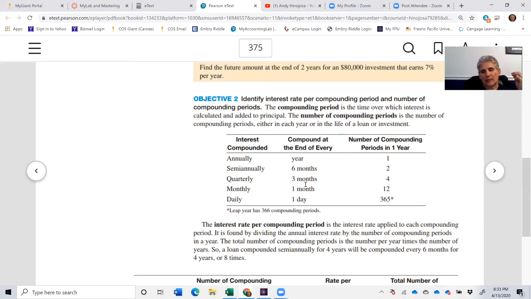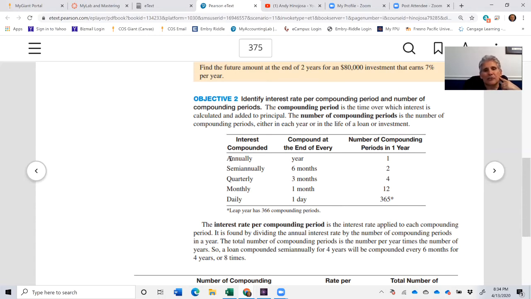Quarterly, every 3 months it'll be compounded. The number of compounding periods in 1 year is 4. Monthly, compounded at the end of every 1 month. That's monthly, every month. And the number of compounding periods in 1 year is 12. Daily means it's compounded every day, and therefore there'll be 365 compounding periods in a year. There'll be an exception, like this year would be an exception, it's 366.